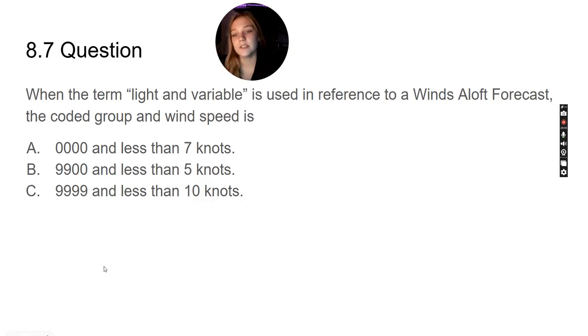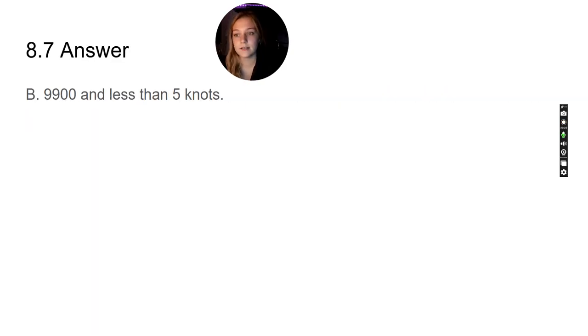All right. When the term light and variable is used in reference to winds aloft forecast, the coded group and wind speed is: A, 4 zeros and less than 5 knots; 9900 and less than 5 knots; 9900 and less than 10 knots. And the answer is 9900 and less than 5 knots.